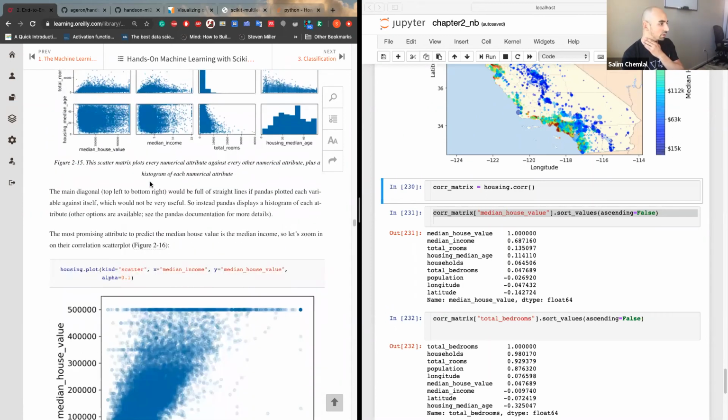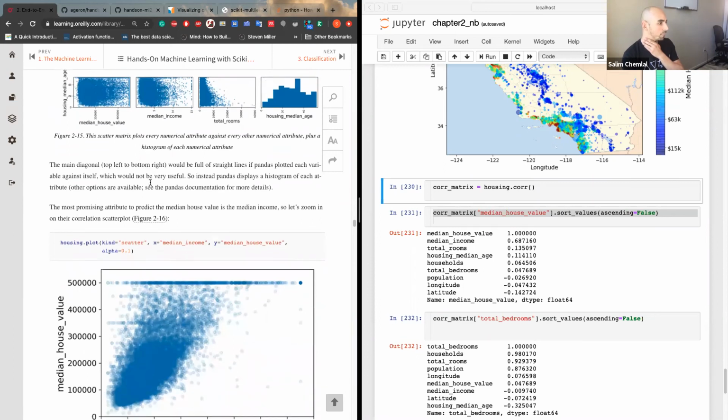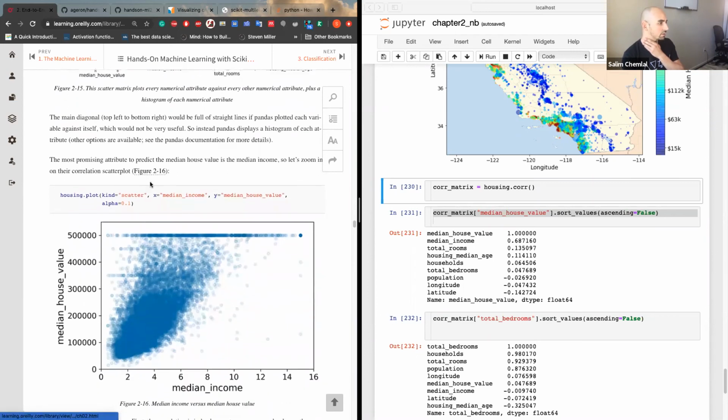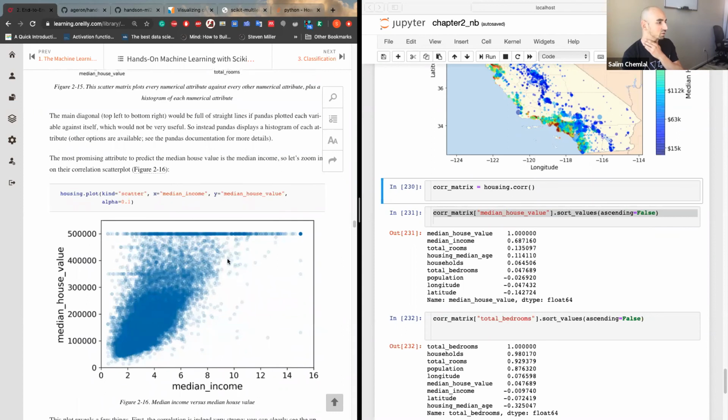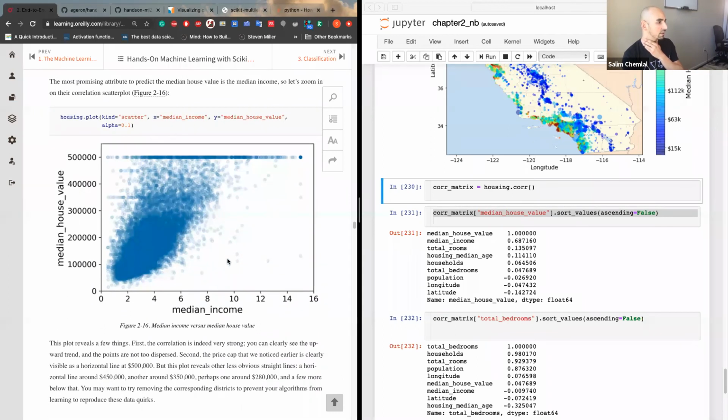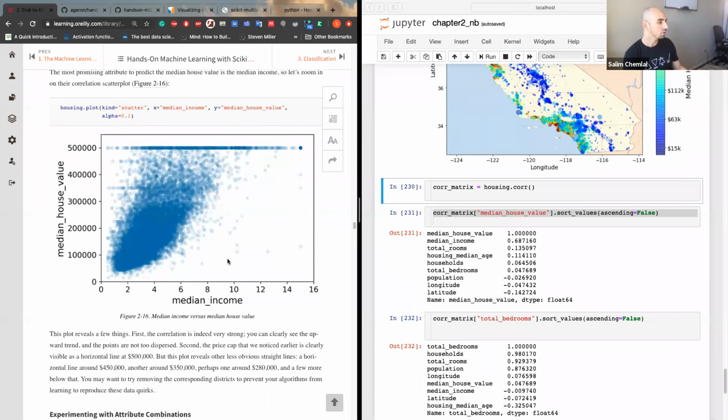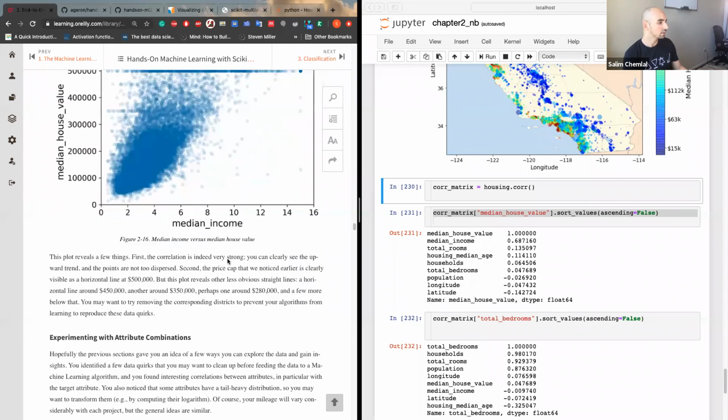You can go through that. Let's see, the most promising attribute to predict the median house value is the median income. So let's zoom in on that correlation. He took this one and zoomed in on the correlation between the median income and the median house value. Well, so what are we seeing here? Okay, it reveals a few things. There is indeed a strong correlation.